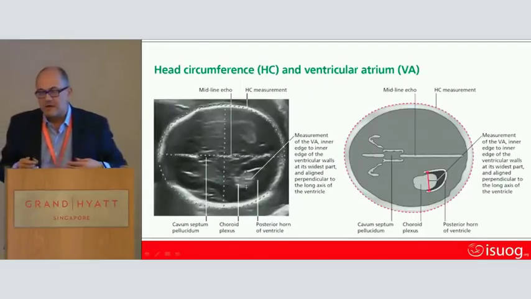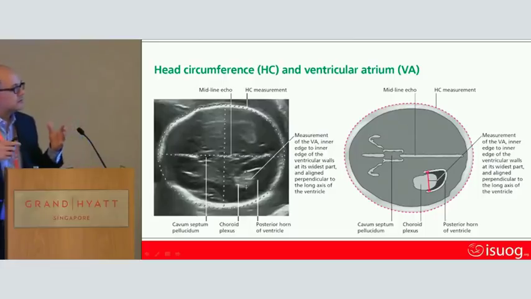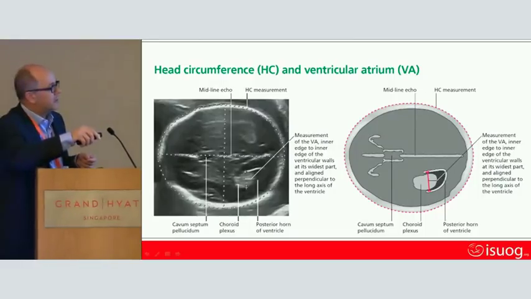So these are the criteria. Lots of words, but it's actually pretty straightforward. So we have a midline echo. This is a midline echo going from the front to the back. We have a cavum septum pellucidum a third of the way along. You can see here the choroid plexus and the ventricle.